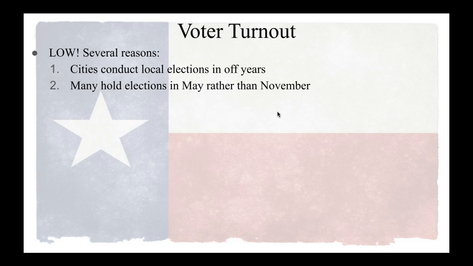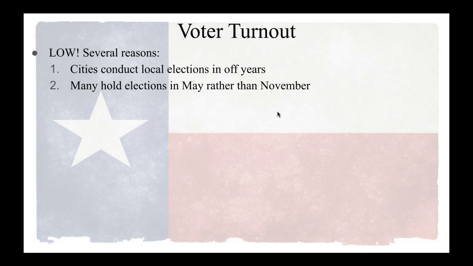Also, cities may hold their elections in May rather than in November, when most people expect elections to be held. If you go out on the street and you ask somebody when elections are held, they'll probably say November. But in Texas, a lot of cities utilize May rather than November. And so it really stifles election because a lot of the time people just simply don't know that you need to go out and vote in May.